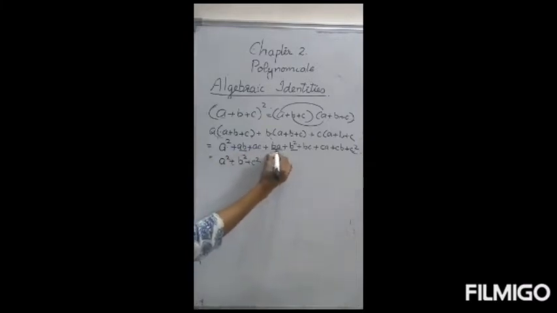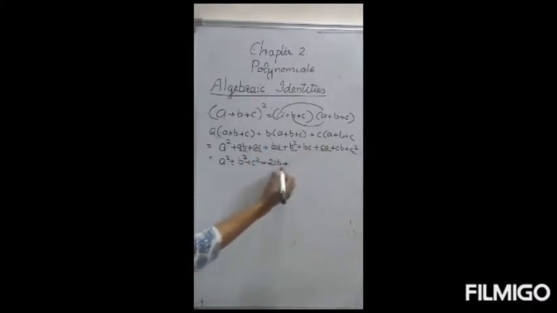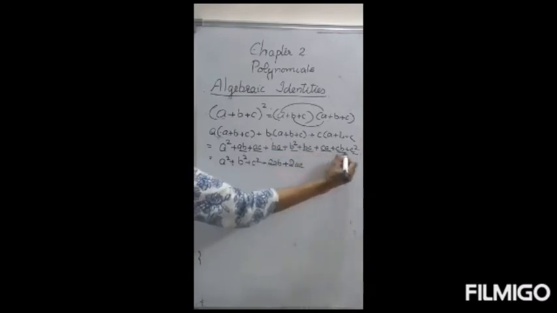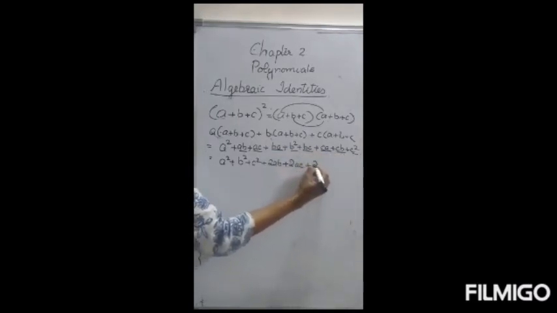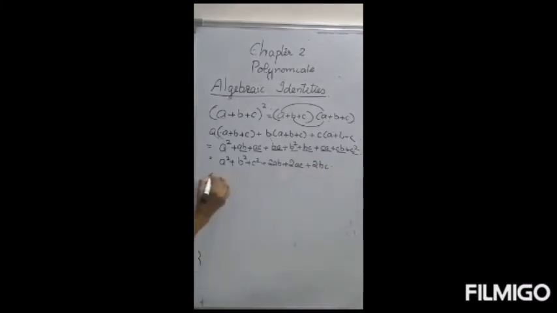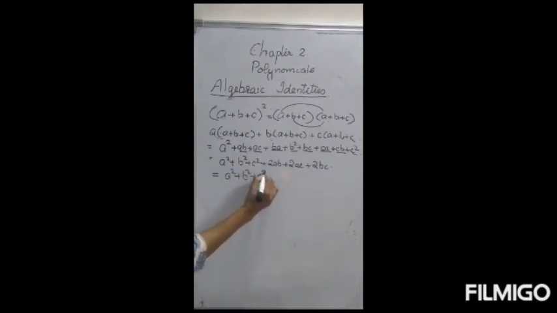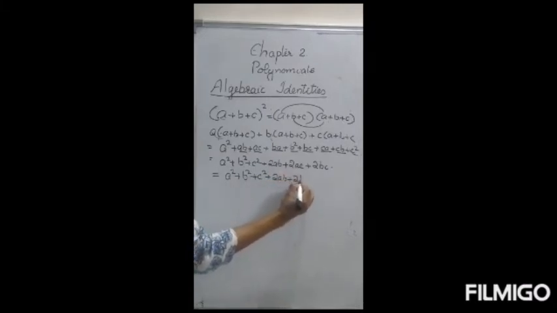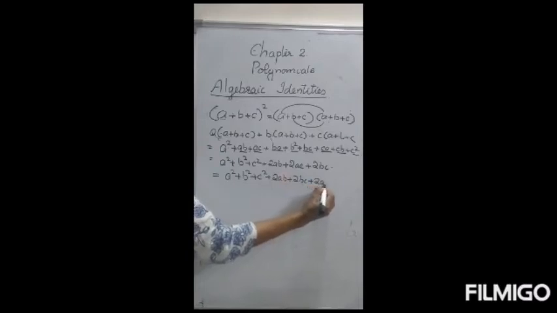Then ab and ba both are same, so plus 2ab. ac and ca are same, that is 2ac, plus bc and cb, that is 2bc. That is (a + b + c) whole square equal to a² + b² + c² + 2ab + 2bc + 2ac.